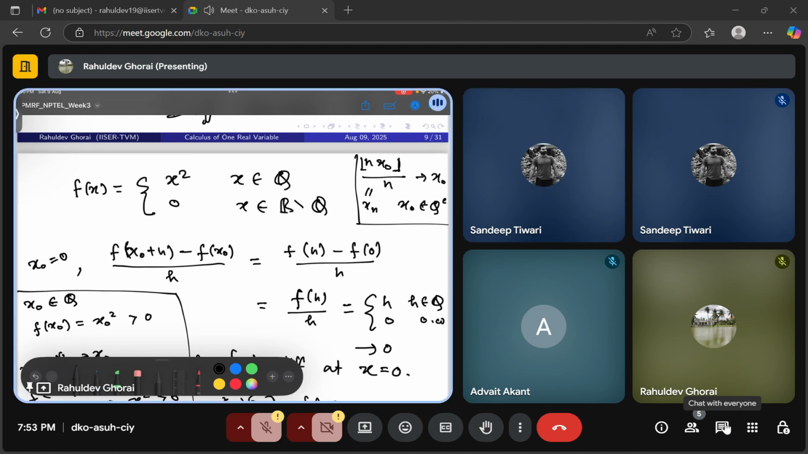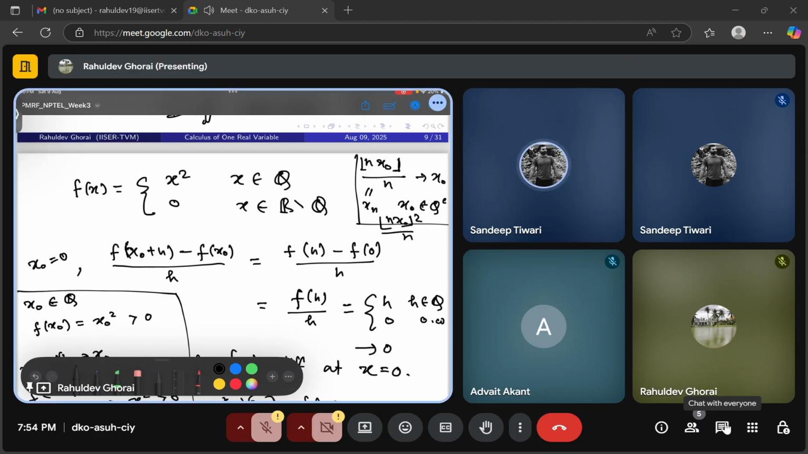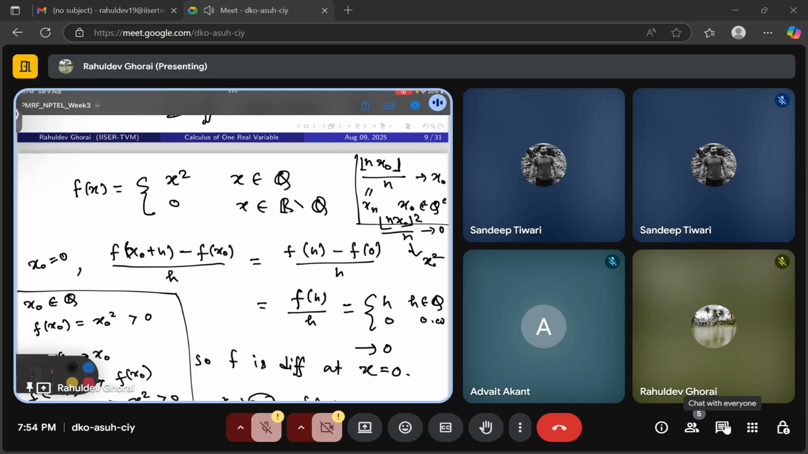Yes, sir. Then f of xn will be the greatest integer of n x naught over n, that whole square, which should converge to f of x naught, but f of x naught is 0. So this square converges to 0, where x naught is not equal to 0, and you will see actually this sequence converges to x naught square. So that is the contradiction you will be reaching.